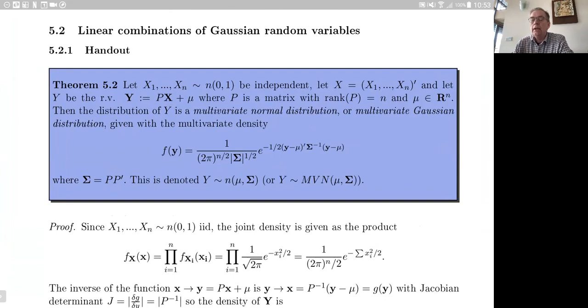So in other words, if you take an arbitrary linear combination of normal 0, 1s and shift them by a vector mean, then we call the resulting distribution a multivariate normal distribution, and we say that the resulting random variable has a multivariate normal distribution, or multivariate Gaussian, if you like. Now, the theorem here says that the density is given by that expression. So let's quickly prove this.